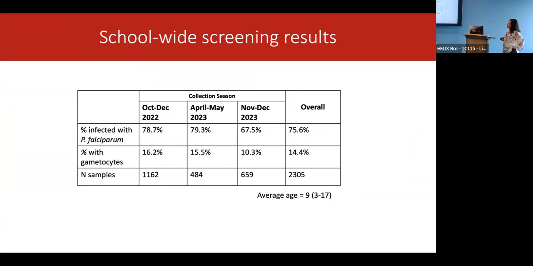So across the 3 seasons, we collected samples from 2,305 children from the ages of 3 to 17. And the infection rate is about 75% on average. So 75% of children during these high seasons are carrying parasites asymptomatically in their blood, and about 15% are carrying gametocytes, transmissible parasites. And this is in line with what had been seen before, so this is not unusual for this region.